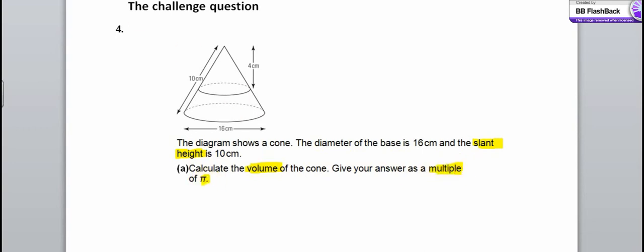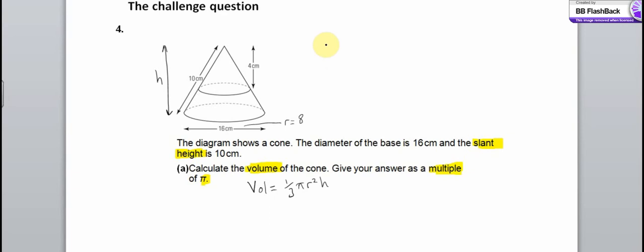Okay, now, first of all, volume of a cone. So we know that the volume is 1/3 pi r squared h. Now, the r is easy because we can see that r is 8 because it's halfway across, but the height, the h, is the problem because we've got the slant height, and what we want is the perpendicular height. And how do we get that?